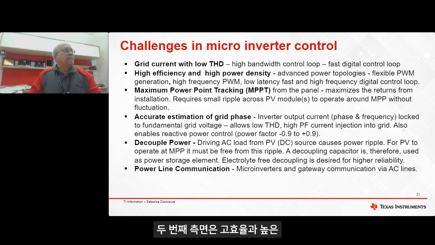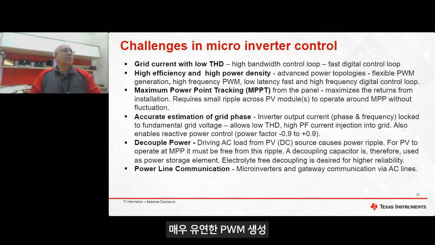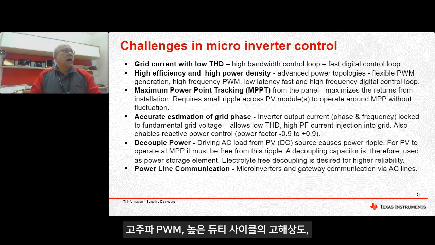The second aspect is high efficiency and high power density, which is also very much desired. High efficiency, high power density will require advanced power topologies running at very high frequency. Advanced power topologies translate to a very flexible PWM generation scheme in the microcontroller, so that all kinds of different PWM waveforms can be generated. High frequency PWM with high duty cycle resolution, frequency resolution, phase shift, and dead time resolution is required to achieve high frequency PWM.